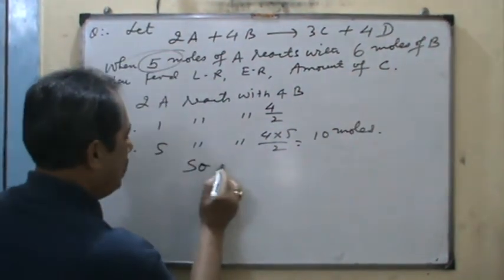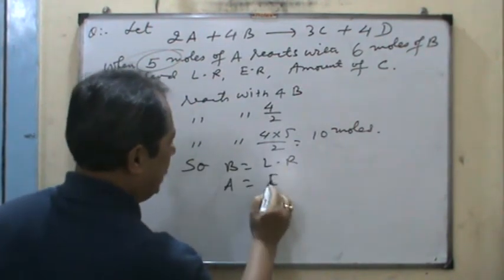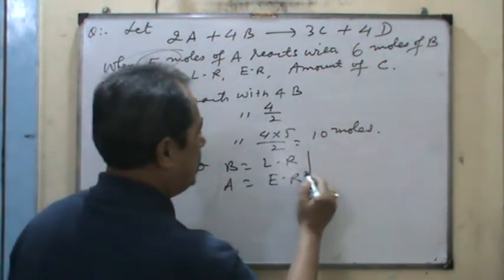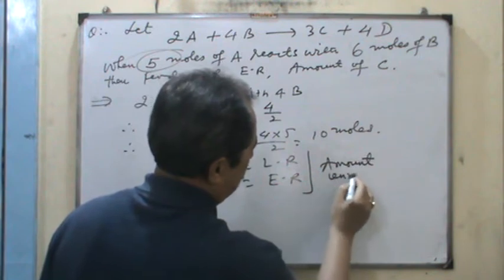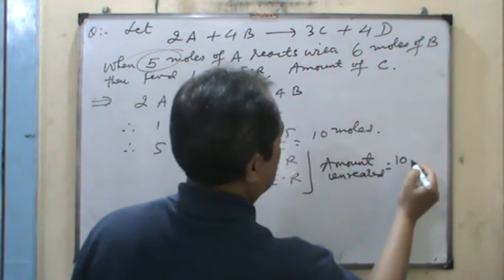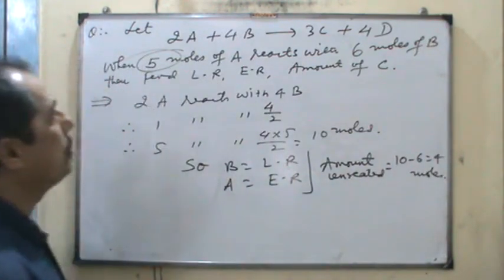So B is the what reagent? Limiting reagent, and A is the what reagent? Excess reagent. How much amount is unreacted? Unreacted is 10 minus 6. How many moles? 4 moles. Right?